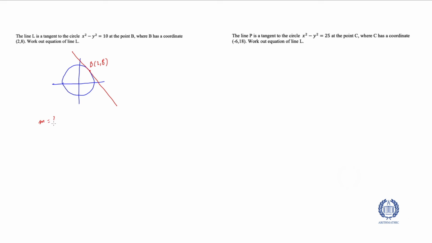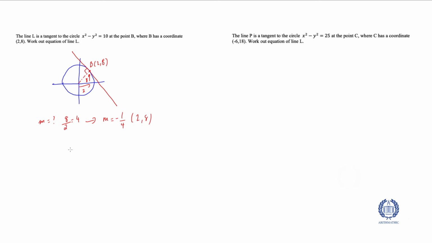So if you remember, we need to find the gradient. So we're going to find the gradient from the origin, right? So it's going 2 across and 8 up. So the gradient is going to be 8 divided by 2, which is 4. But remember, because we want to find the perpendicular gradient of the tangent, because it's perpendicular, we have to find the reciprocal gradient. So that's just going to be minus 1 over 4.